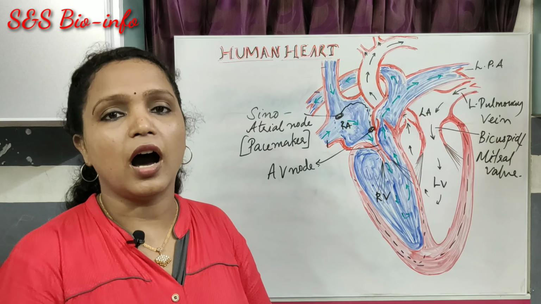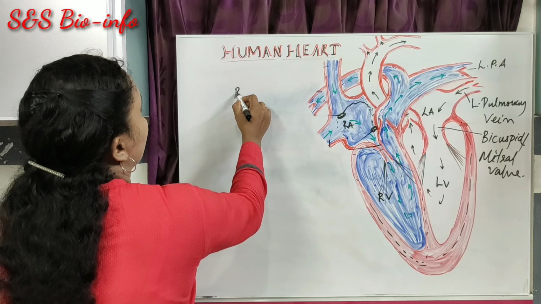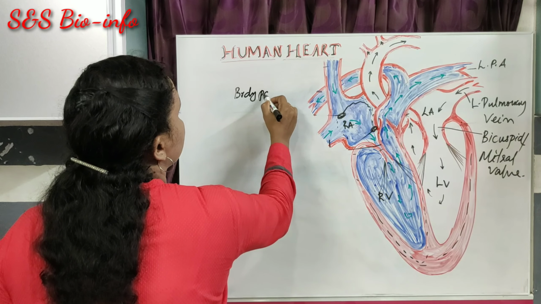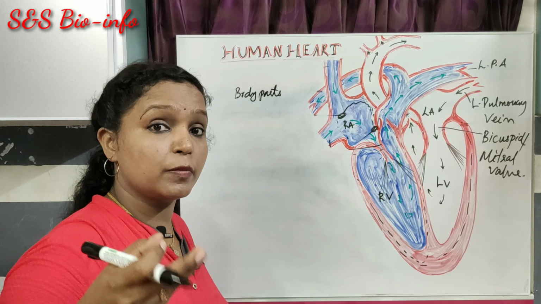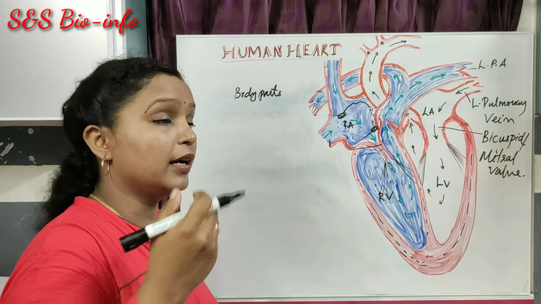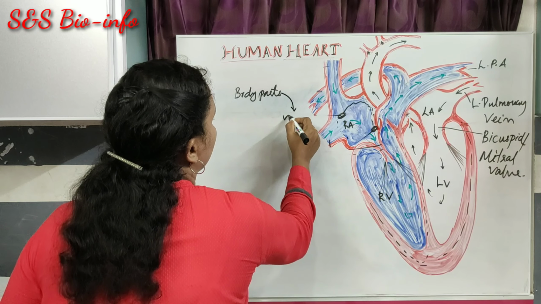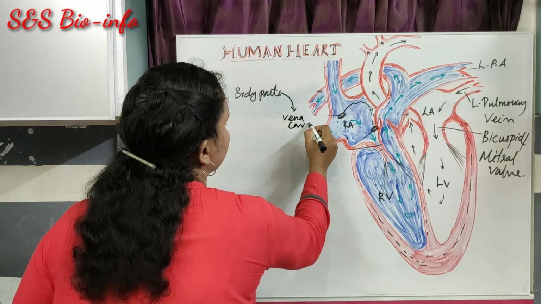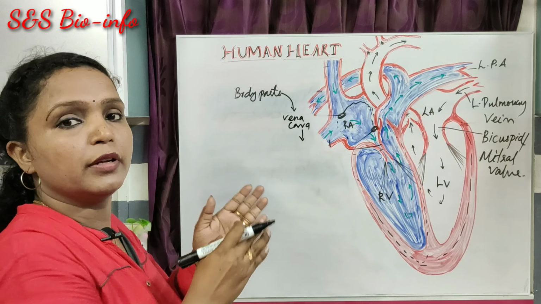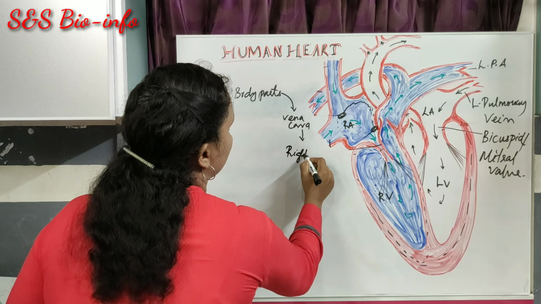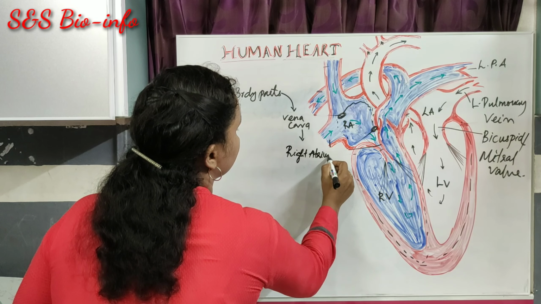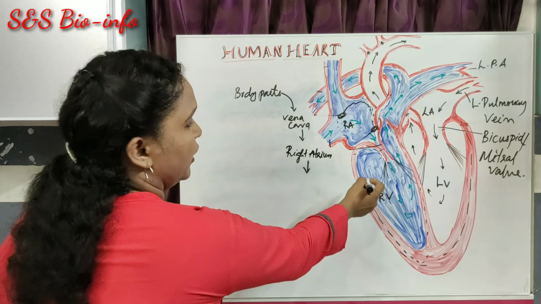Then let's understand how the blood is circulated through the heart. Let's begin from the body parts. Each tissue, that is, the cells, contain carbon dioxide rich blood, the impure blood, which is collected by the vena cava. From the vena cava, the blood is brought to the right atrium. Then it goes to the right ventricle.